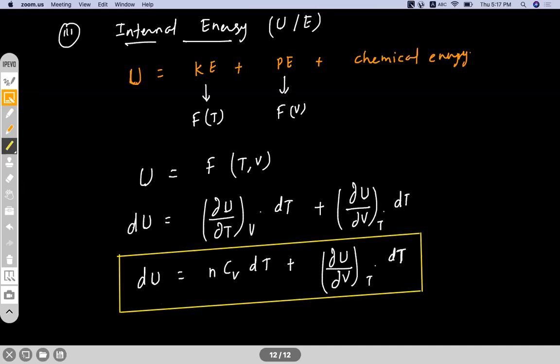Have you seen this formula? Are you finding it difficult? How many of you are finding it difficult? You must have seen dU is equal to nCv dT, correct?